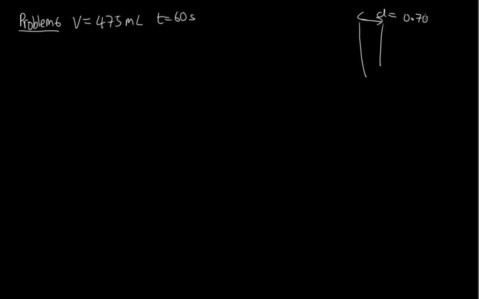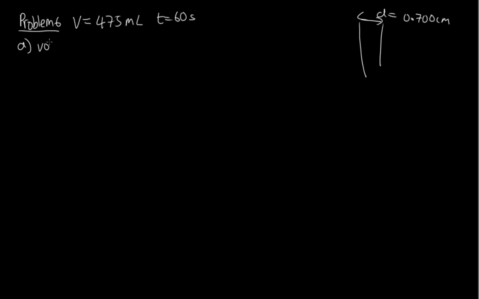So this is problem 6. We're shown an image of water leaving a tap, and we're told that the measuring cylinder collects 475 millilitres of water in 1 minute. And we're told that at the top, the water has a diameter of 0.700 centimetres. Now in part A, we're asked what is the volume flow rate for the water leaving the tap.